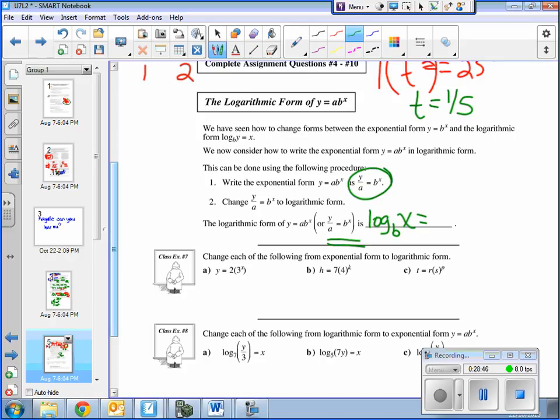Y equals b to the x. Y equals a times b to the x. That's right. These ones are the same. The b stays, the y goes inside. So this whole thing, y divided by a, goes inside. Sorry if I messed you up.